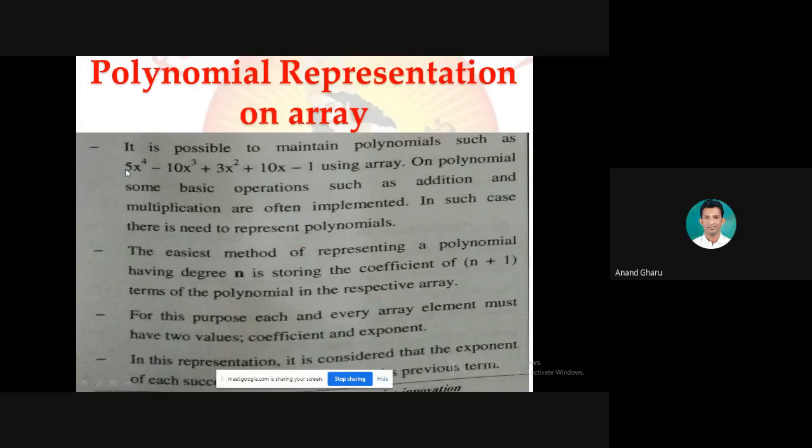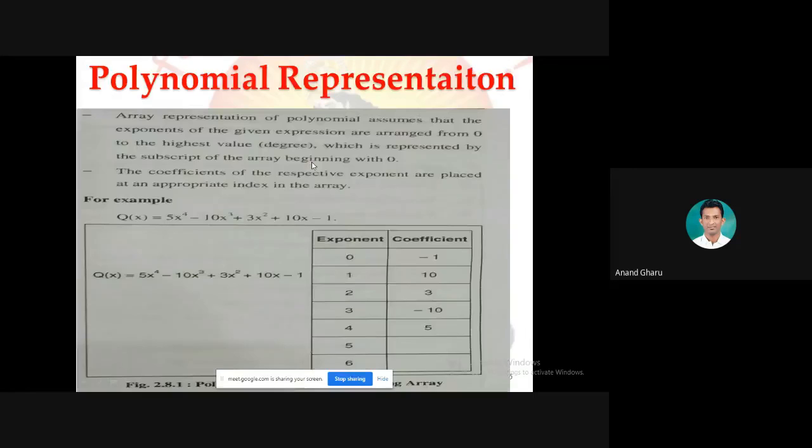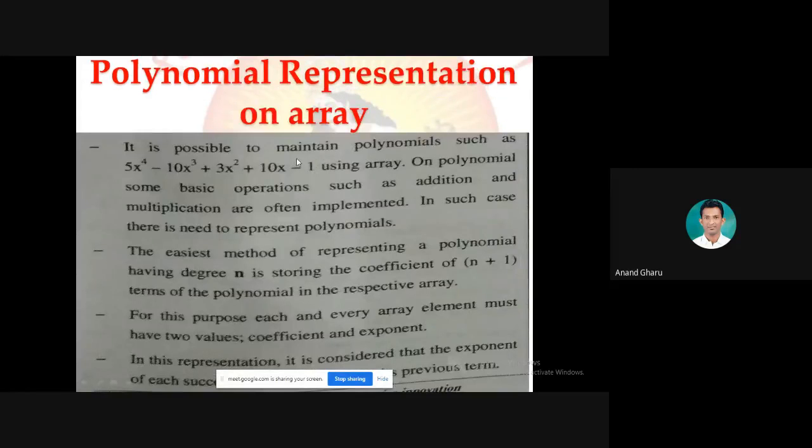हे काय आहे? कोइफिशियंट आहे. आणि एक्सपोनंट काय आहे? 4 3 2 1 0. 4, 3, 2, 1 and 0 are the exponents.